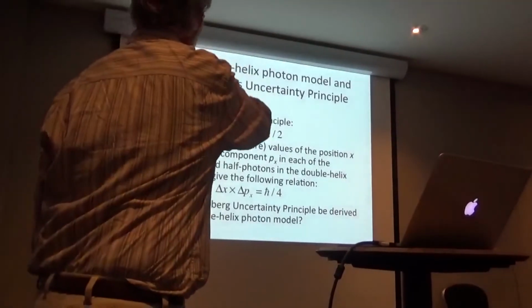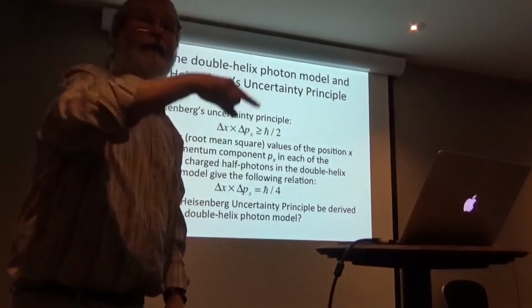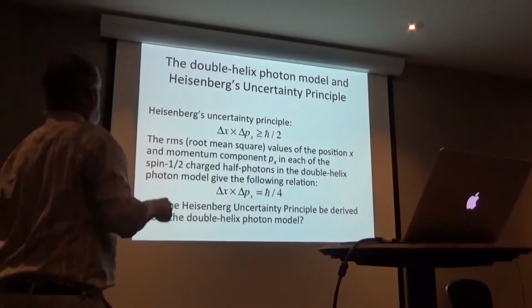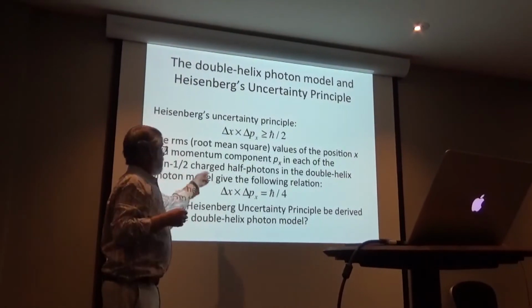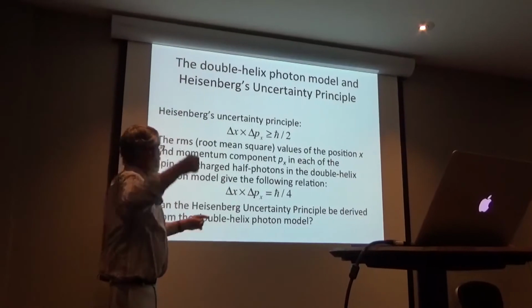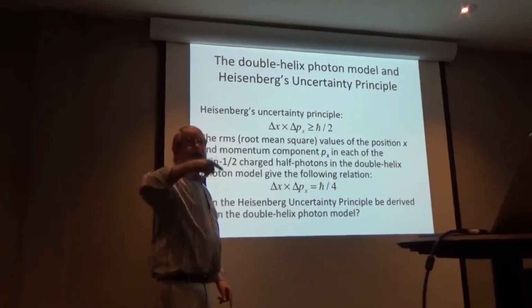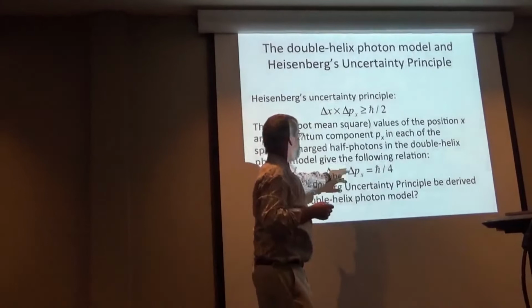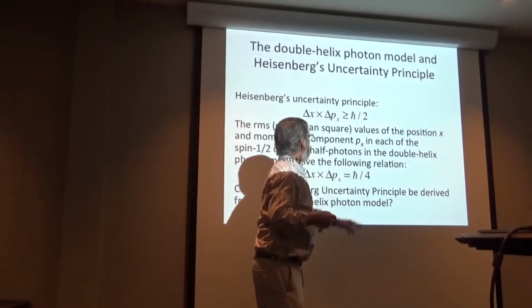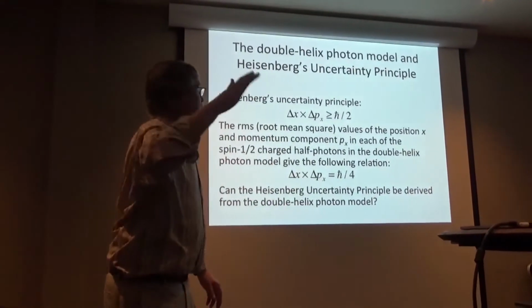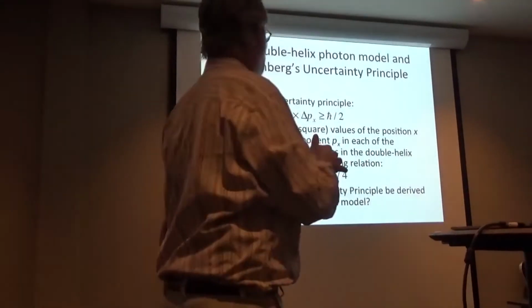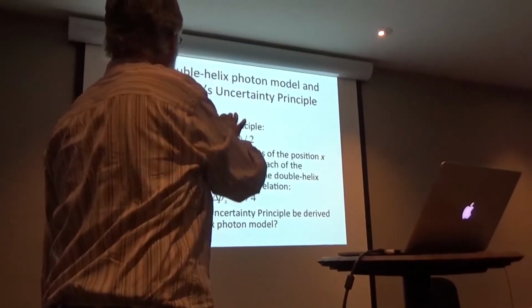Okay, and if you do the calculation for each of the half photons, you calculate the RMS value for the size of the photon and the momentum of the photon in the transverse direction. You calculate those and multiply them together. It comes out h bar over 4, which is just under the limit of the Heisenberg uncertainty principle by a factor of 2.